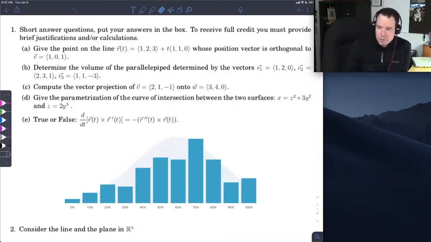Some of the questions that caused a few problems was part E, true or false: is that derivative equal to negative that cross product? The answer is true. Many of you started to do a calculation, but neglected at the end to realize that your cross product is in the opposite order of what's written here, so you have to switch the order. And when you switch the order to match what's here, you introduce that minus sign.